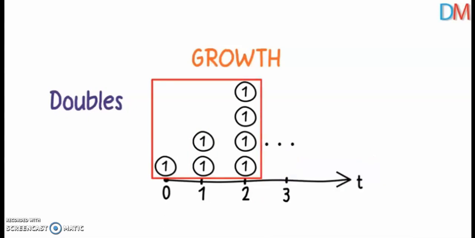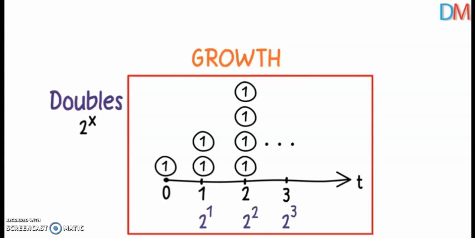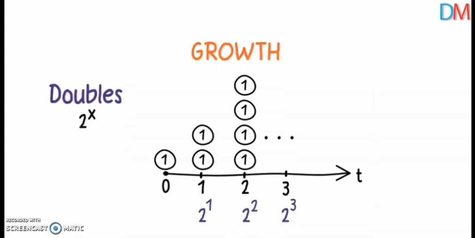How do we look at this growth? First, we see that the numbers at the end of the time periods are powers of 2. It's in the form 2 to the power x, where x is a non-negative integer: 2 raised to 1, 2 raised to 2, 2 raised to 3 and so on. This was one way in which we looked at double growth.